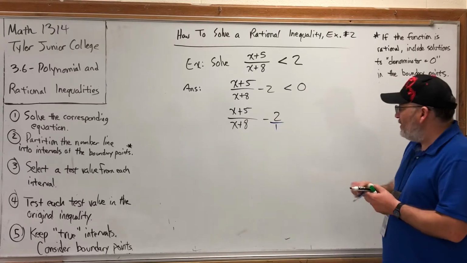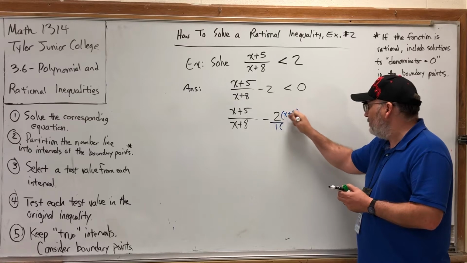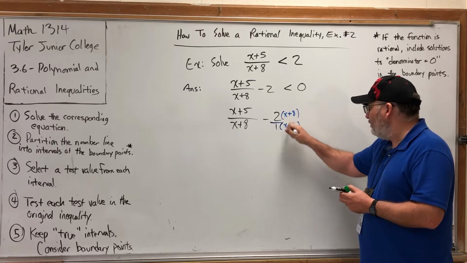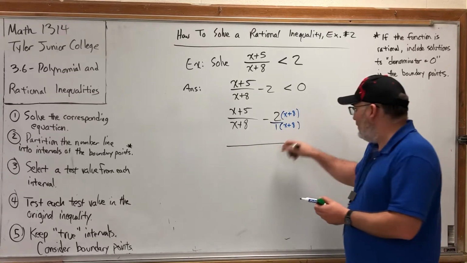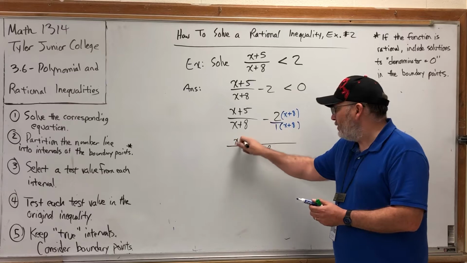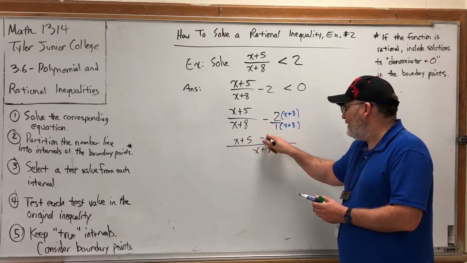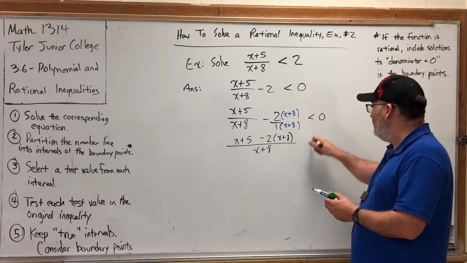Then to get a common denominator, we can multiply both sides of this fraction by x plus 8. That will give us a common denominator of x plus 8, and now we can combine the numerators. The first numerator is x plus 5 minus 2 times x plus 8, and all this is still less than 0.